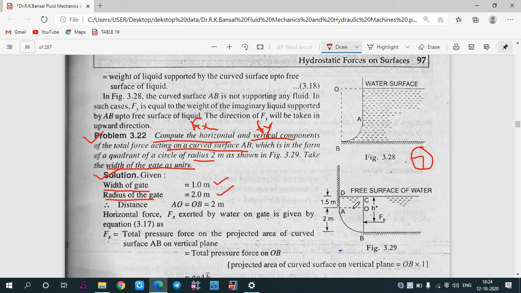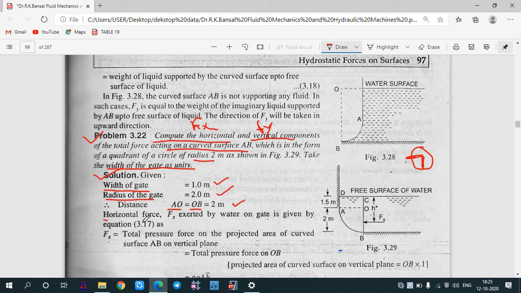Since it is a quadrant of a circle, AO and OB are 2 meter. How are AO and OB coming out to be 2 meter? From the center of the circle, this distance is nothing but the radius. So from O to A, it will be 2 meter. From O to B, it will be again 2 meter.